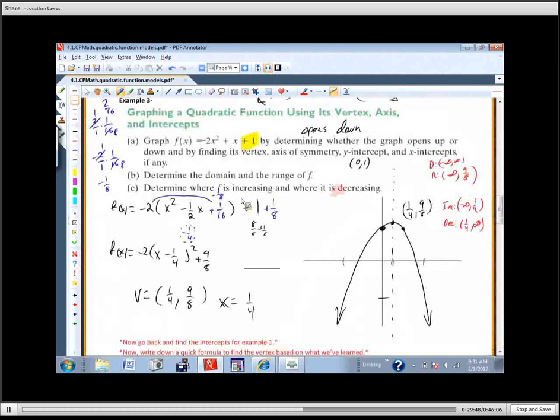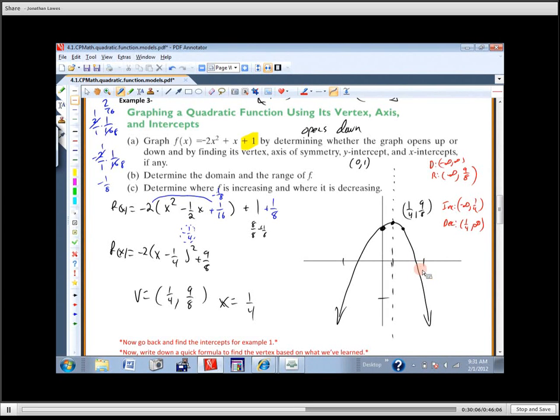Got increasing and decreasing, got domain and range, up, down, vertex, axis of symmetry, y-intercept. What didn't we get? We didn't get the x-intercept, okay? And there are two of them. There's one here and there's one here. So we've got to figure out what those are.